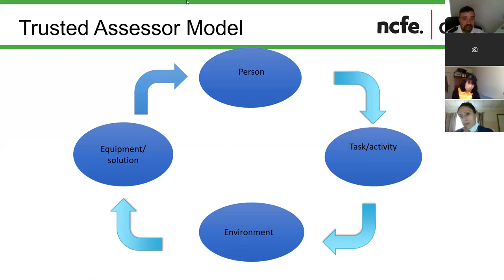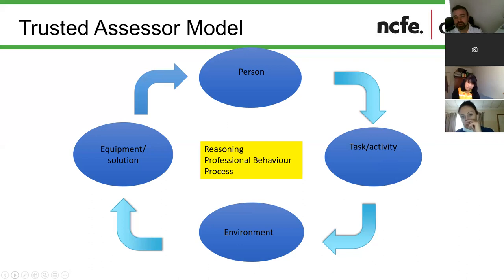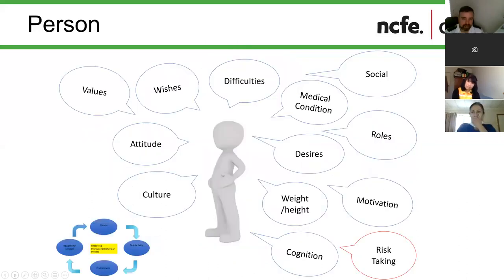Okay. And obviously, once we've got the right task and the right equipment, we then get the equipment and we just go back and we keep assessing. So that's the trusted assessor model. And obviously through that, we have to show our reasoning, we have to have our professional behaviour, and we have to show our processes. The problem is what makes it difficult for us is this whole person-centred bit in the middle, which is their attitude, their culture, their beliefs.